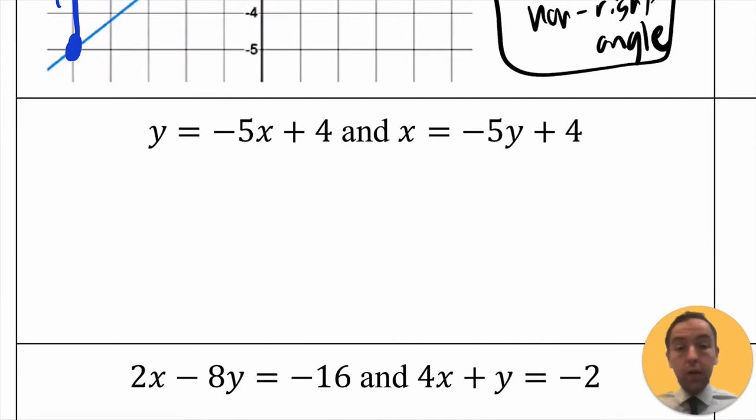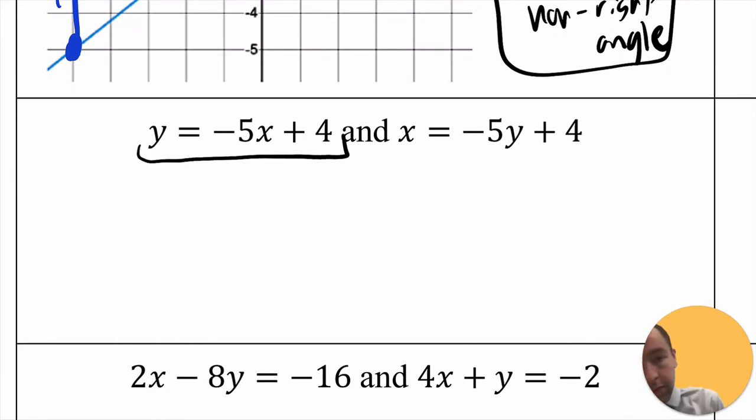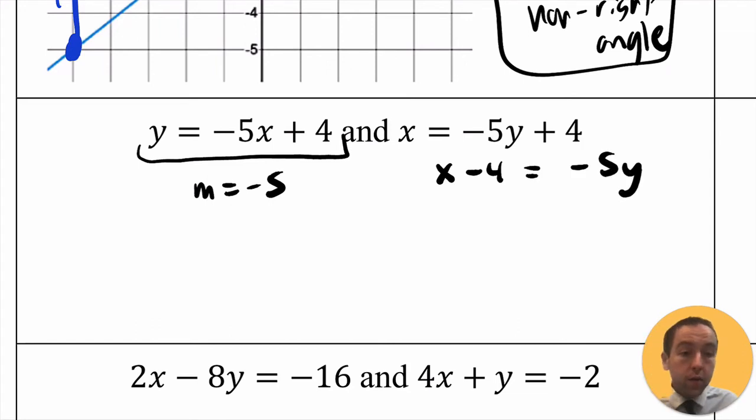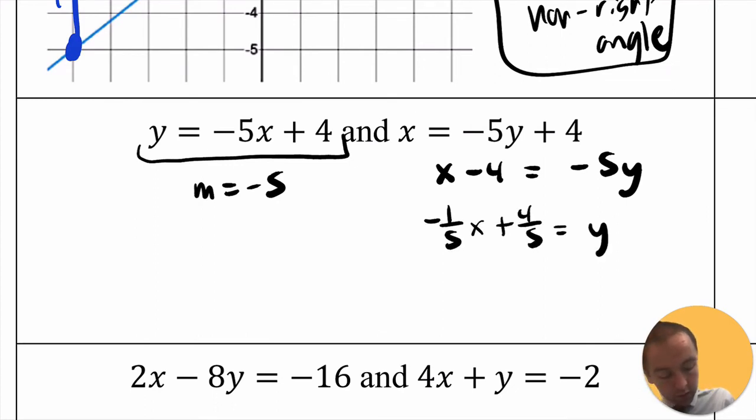Working off of some equations here, you can see that y equals negative 5x plus 4 and x equals negative 5y plus 4. You can tell from this, because y is solved for alone, that the slope is going to be negative 5. But from this right here, x is alone, so we don't know what the slope is unless it's solved for y, so you're going to have to solve it for y. If I first subtract 4 from both sides, you get x minus 4 is equal to negative 5y, and then you can divide by negative 5 to give you negative 1/5 x plus 4/5, which equals y.